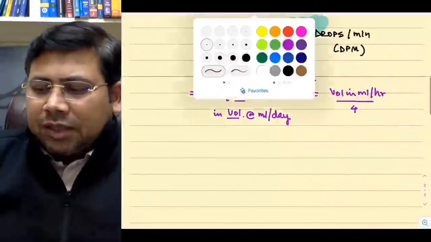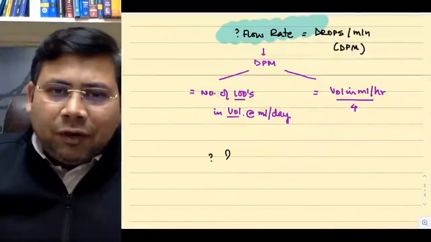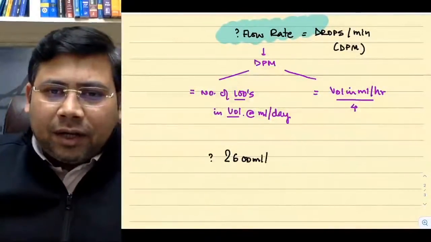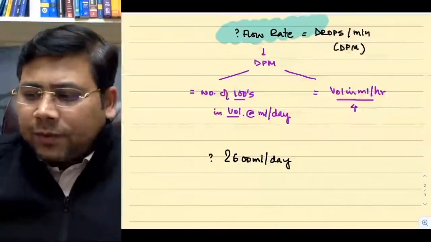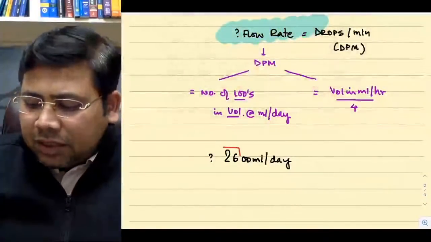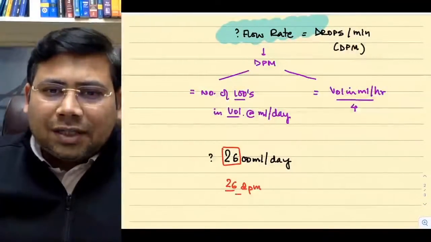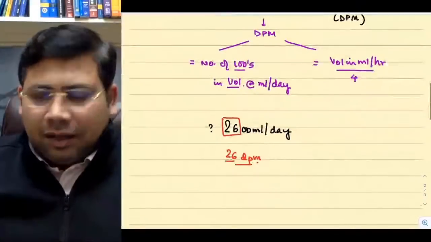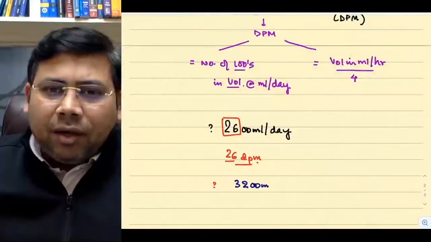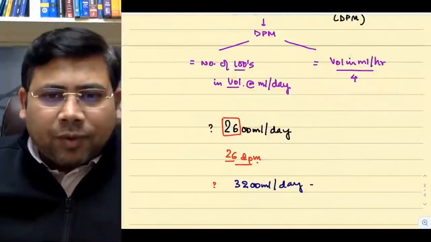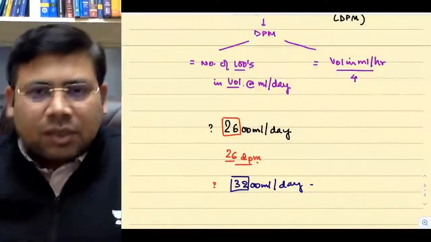So try to see this. This is again a very interesting thing. Suppose you see 2600 ml per day. Students, how many drops per minute? 26 drops per minute. Is that clear? Next, if you say 3200 ml per day, how many drops per minute? 32 drops per minute. Can you see there are 32 and 200s? This is easy.